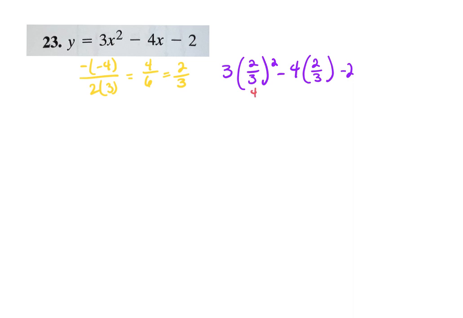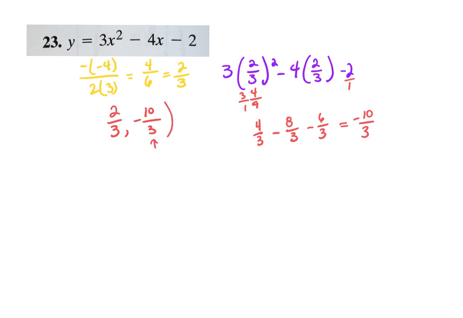And then your 4/9 will cancel with that 3, by the way. So you end up with 4/3 minus 8/3, and then change this guy to 6/3, right? And so we get negative 10/3. And so your vertex happens at 2/3, negative 10/3. So negative 10/3 is actually your minimum because your y value determines what's your highest and your lowest. So your minimum is actually negative 10/3 there.